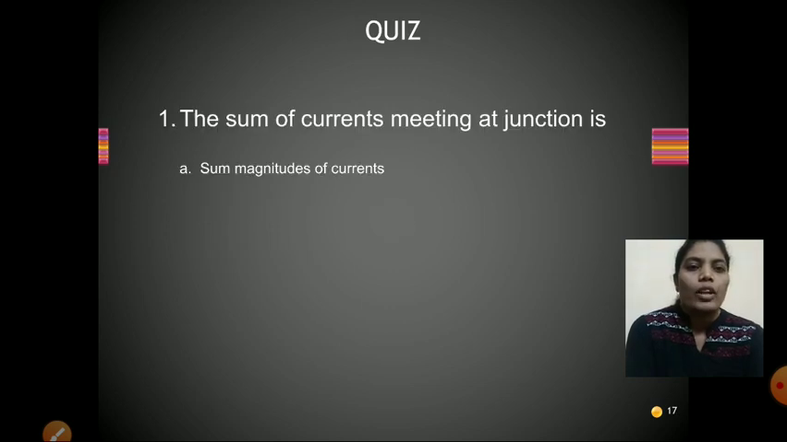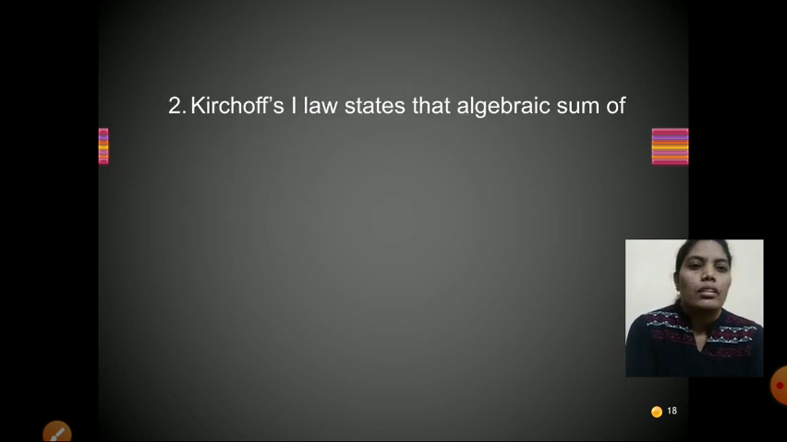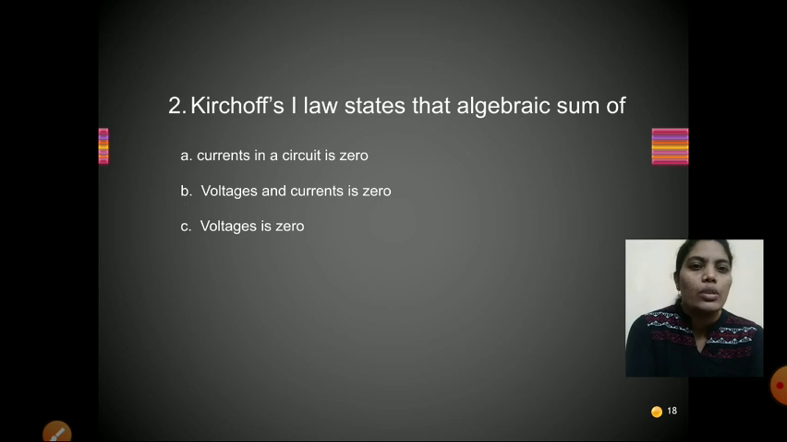Now let us see how much we learned in this session. The sum of currents meeting at a junction is: sum of magnitudes of current, sum of incoming current, sum is equal to 0, none of the above. So this is what Kirchhoff's first law states, that the sum of currents meeting at a junction is equal to 0. And Kirchhoff's first law states that the algebraic sum of currents in a circuit is 0, voltages and currents is 0, voltage is 0, none of the above. Currents in a circuit is 0.